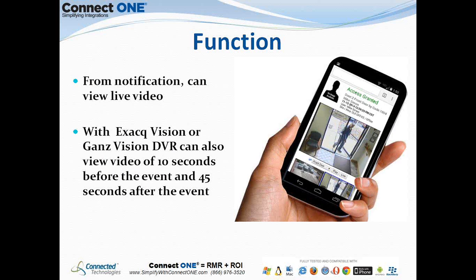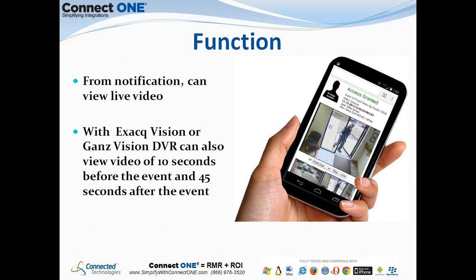You also have the option with an Exact Vision or a GANs Vision DVR to press the play button. You see the play button right beside the live button on the image. That will allow you to retrieve a clip of 10 seconds prior to the event and 45 seconds after the event, so you can see a little bit more of a tracking of what may have happened before the event actually took place. So from that snapshot that's on that cell phone, you'll see the share button. There's a share icon on there that allows you the ability to share that with whoever needs to respond.